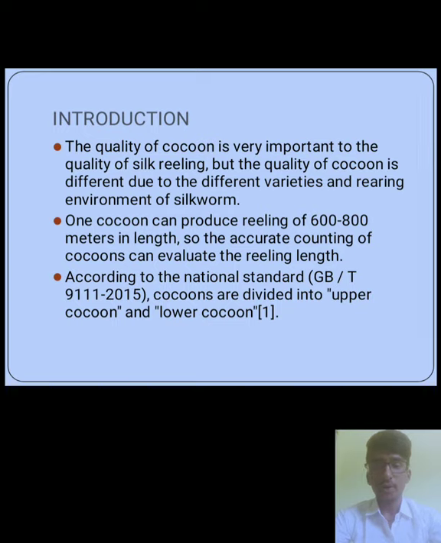Introduction. The quality of cocoon is very important to the quality of silk reeling, but the quality of cocoon is different due to the different varieties and rearing environment of silkworm. One cocoon can produce reeling of 600 to 800 meters in length. So the accurate counting of cocoon can evaluate the reeling length. According to the National Standard GB/T 9111-2015, cocoons are divided into two types: one is upper cocoon and another one is lower cocoon.